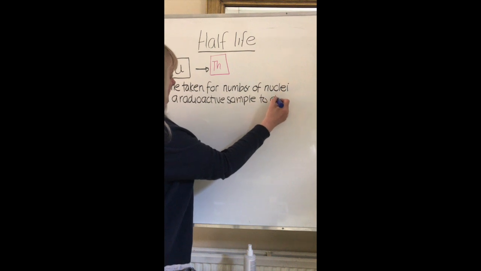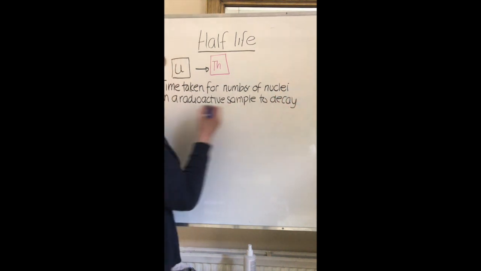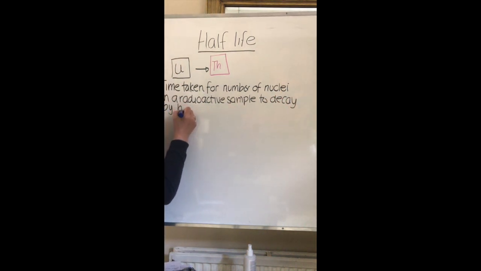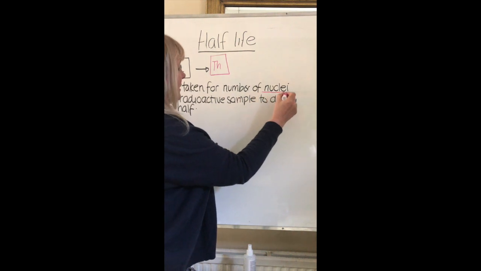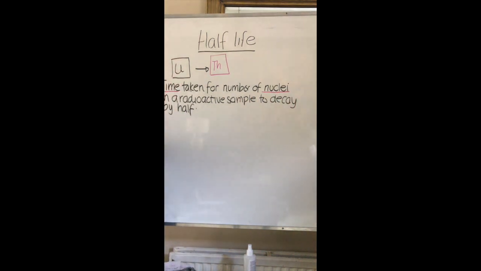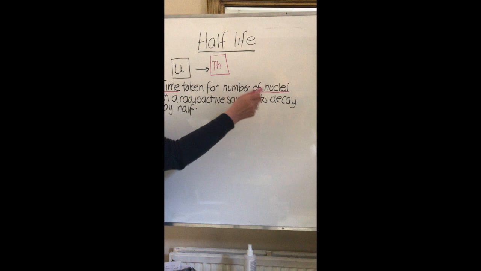To decay by half. The half-life. So what are the important bits? It is a time, and most important of all, it is the number of nuclei, not the number of atoms. That's where most people fall out.